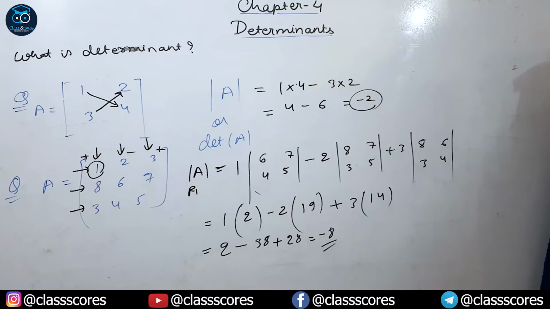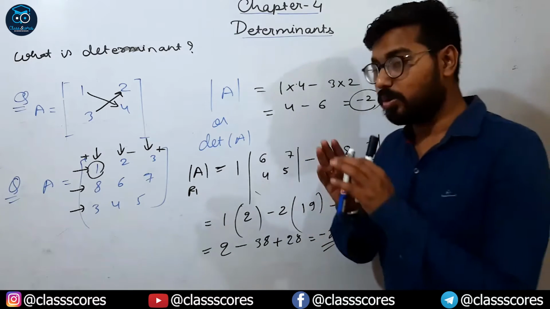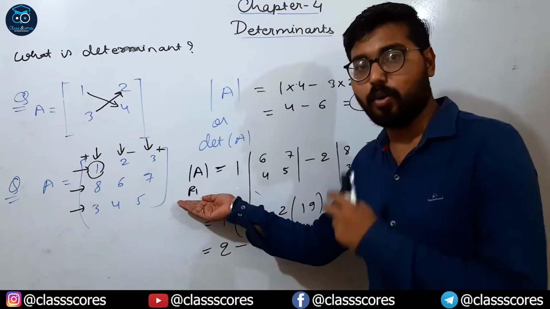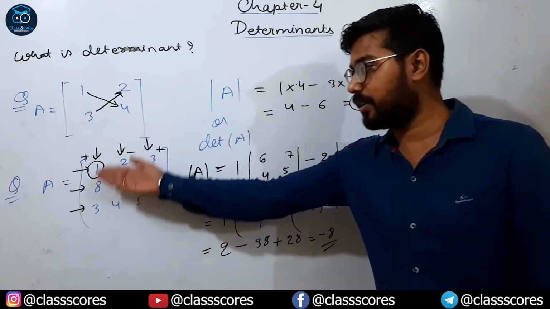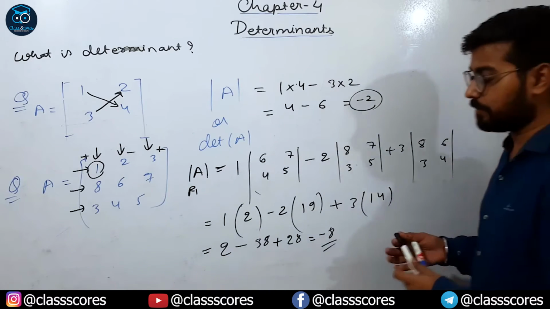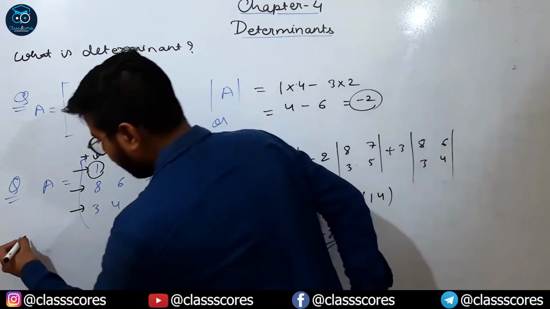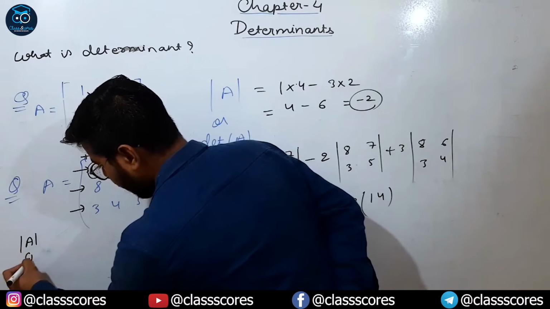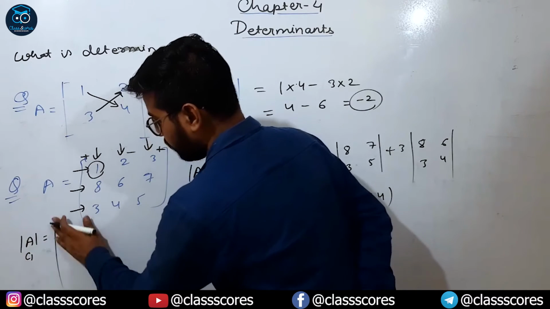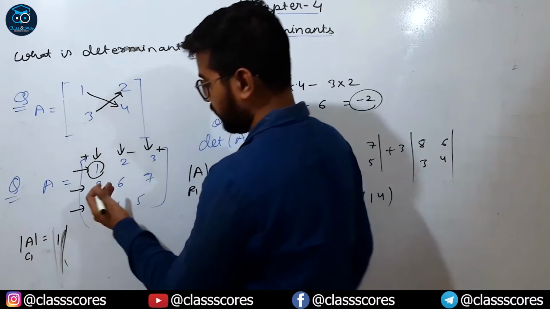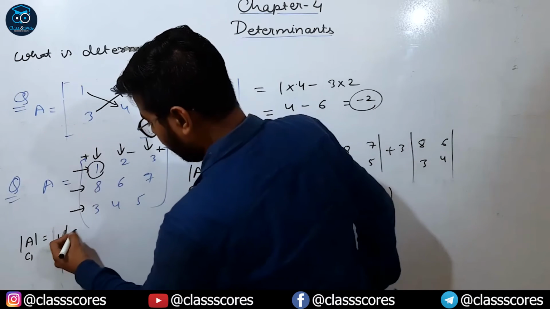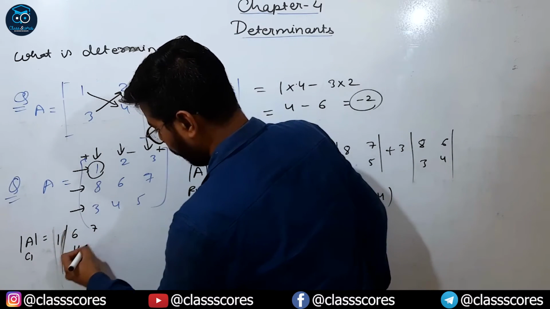Clear? Now, as I said, there is no compulsion that we will expand only through R1. We can also expand the same matrix with the help of column 1. Let's see. I will expand the same matrix by column 1. Here the first element is 1. Now hide all the elements in its row and column. We get 6, 7, 4, 5.